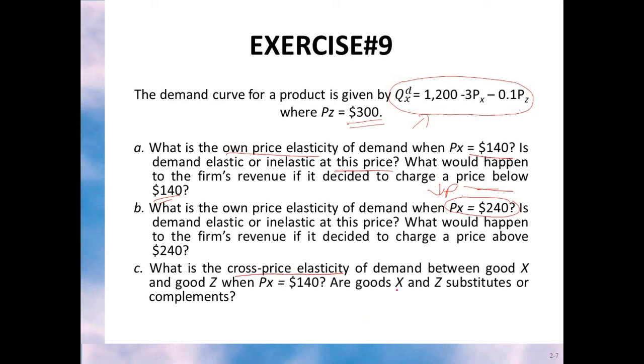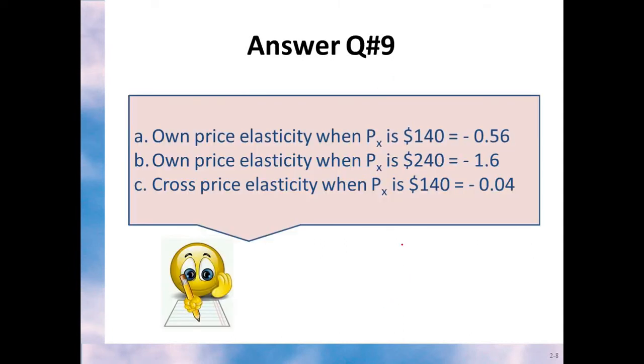It's similar for c, but for c it is for cross price, and you have to decide whether goods x and z are substitutes or complements. I just give you the answer here, and I want you to do it on your own. These are the answers for A. I just give you the values, and from these values you have to decide whether this is elastic or inelastic, and what will happen if the firm charges below 140. Below 140 means the firm reduces the price. For the second one, the answer is this.